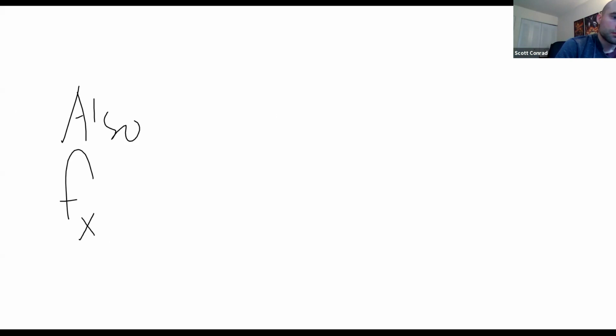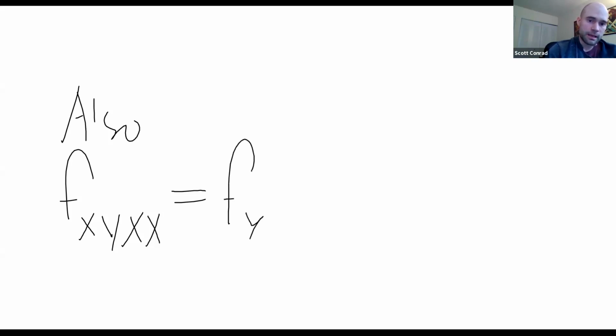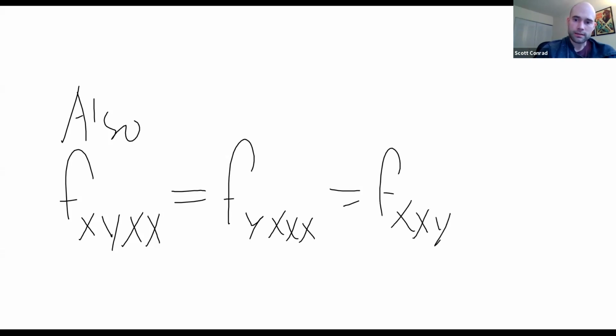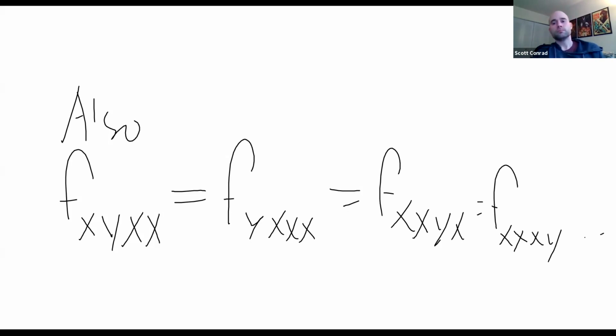So suppose I take the fourth partial, f sub xyxx. Clairaut's theorem says I can take them in any order I want. So as long as I'm taking 3 x partials and 1 y partial, they're all going to be equal. That's the same as f sub yxxx, or f sub xxyx, or f sub xxxy. Those are all the options here, but you can reorder the partials in any order you want, and you're going to get the same answer. That's what Clairaut's theorem says, essentially.